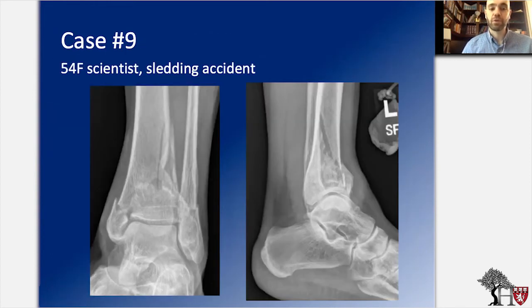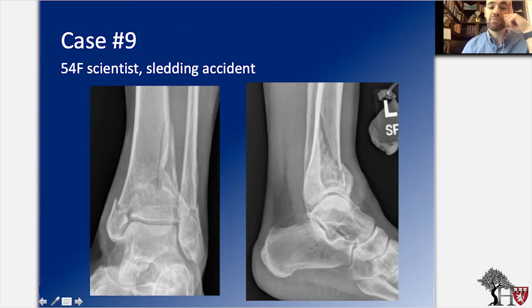This is a 54-year-old scientist who was in a sledding accident. It's interesting, I moved this forward. It used to be case number 9 because I wanted to make sure we have time for it. But if you notice, her joint is reduced, meaning her ankle's not dislocated, but look at the angle here.